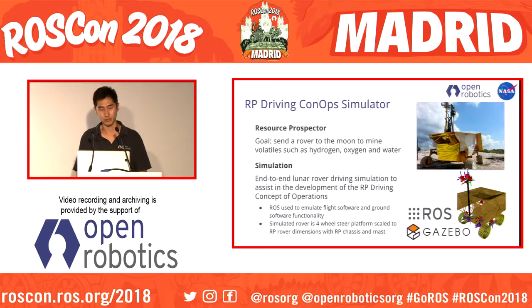This is a simulation environment created for NASA's Resource Prospector project. The goal there was to send a rover to the polar regions of the moon and find evidence of volatiles such as hydrogen, oxygen, and water. NASA's Johnson Space Center was responsible for hardware, and the group we worked with, NASA Ames, was responsible for software. That's the team we collaborated with to create a simulation environment.